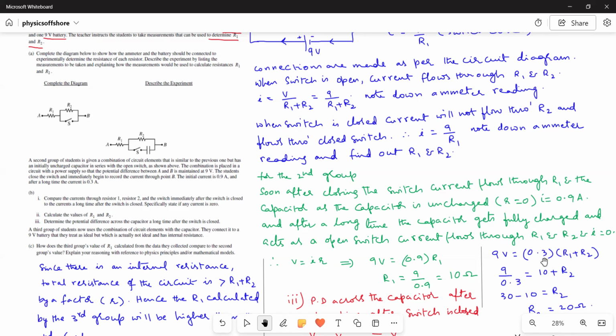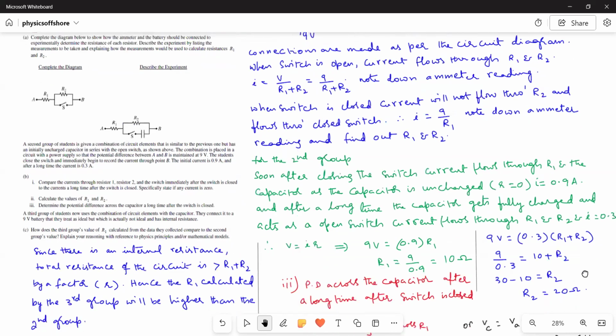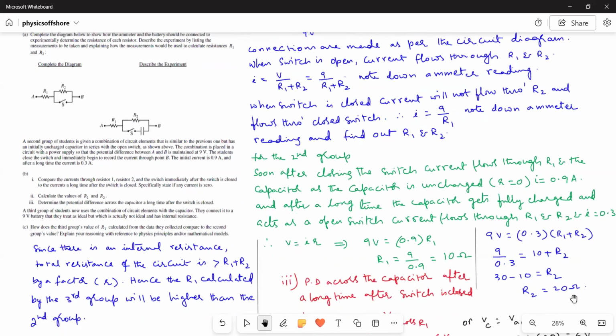So 0.3 ampere, V is equal to IR. Therefore 9 volts is equal to 0.3 times R1 plus R2. We already found out R1, and then R2 we can find out. So substituting that value, we can find out R2 is equal to 20 ohms.